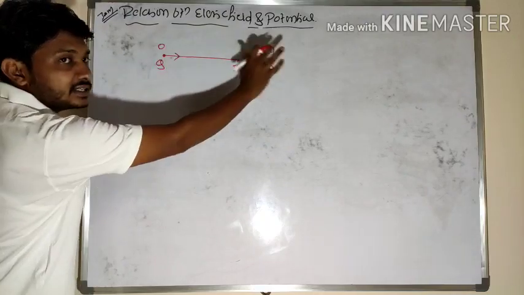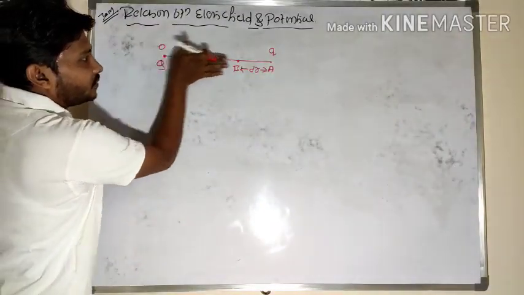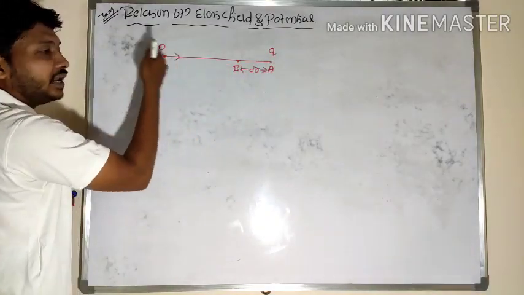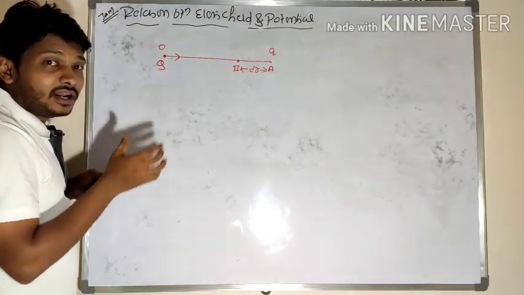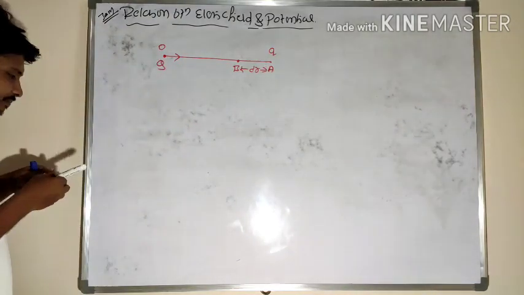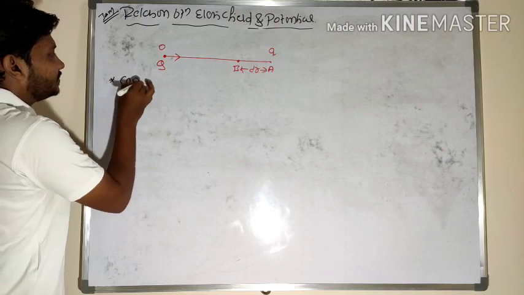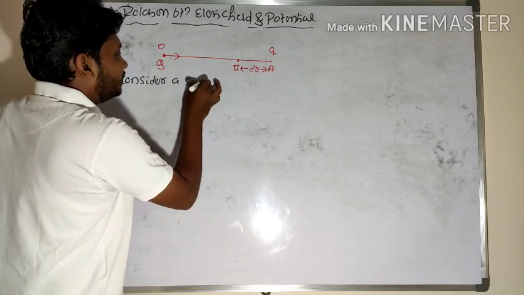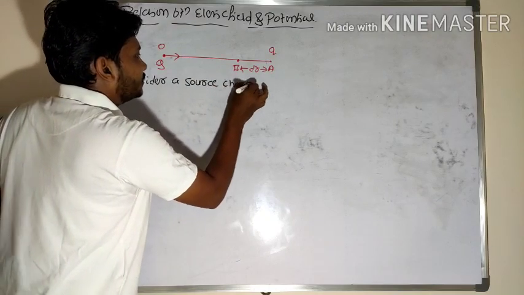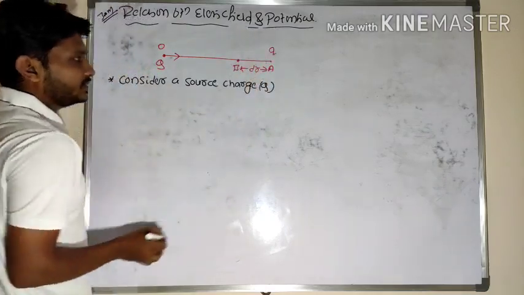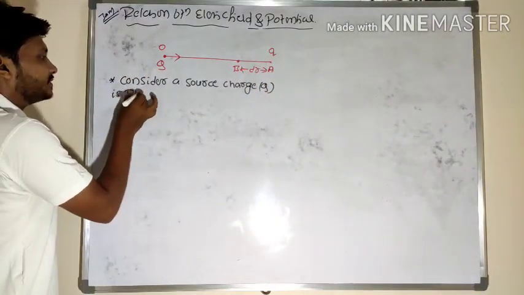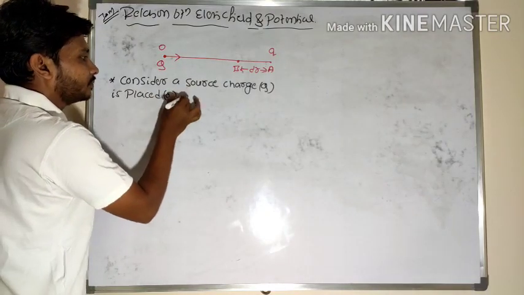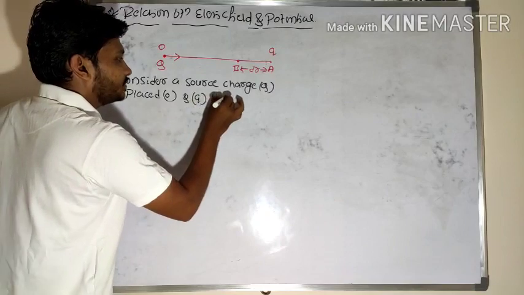For the positive charge, field lines are in the outward direction. So we are bringing the test charge opposite to the direction of the electric field line. Then I need to calculate the work done here. So consider a source charge. Source charge capital Q is placed at O and q be the test charge.